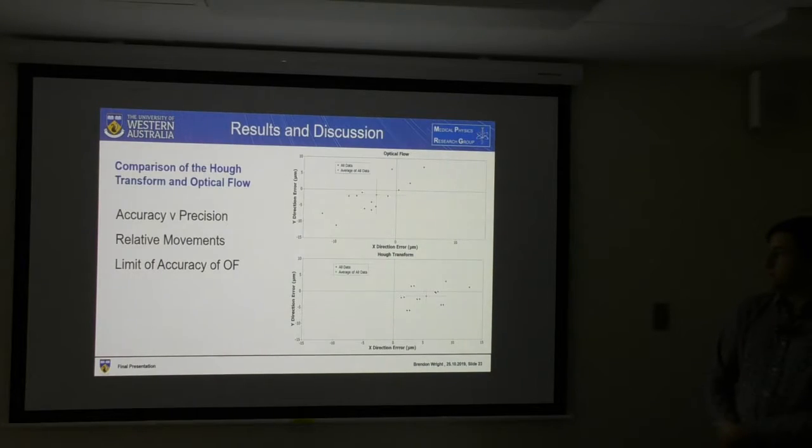With regards to the results, the first thing to note was the comparison of the Hough transform and optical flow. So comparison was done in terms of accuracy and precision, and it was found that the optical flow displayed a higher degree of accuracy, whereas the Hough transform displayed a higher degree of precision.